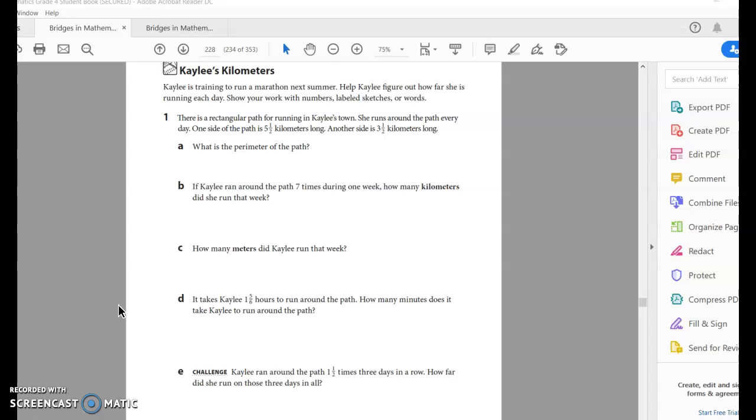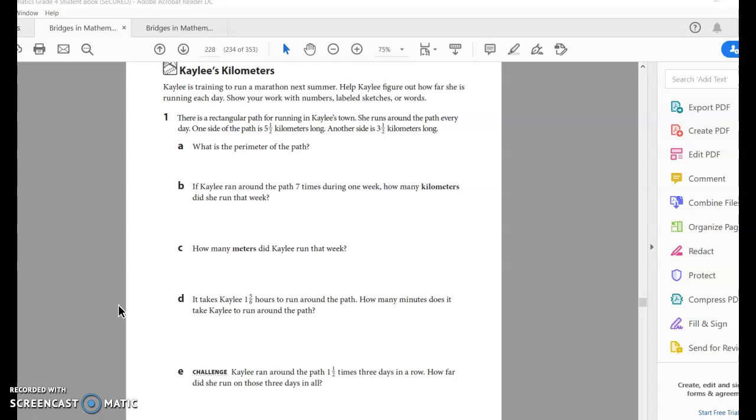This is not homework, but if you feel you want extra practice, you want to go above and beyond, do this page. Okay, I'm not going to check if it's due. You can just work at your leisure with these student book pages. But Kaylee's Kilometers, and you can use your chart from your home connection to help you.